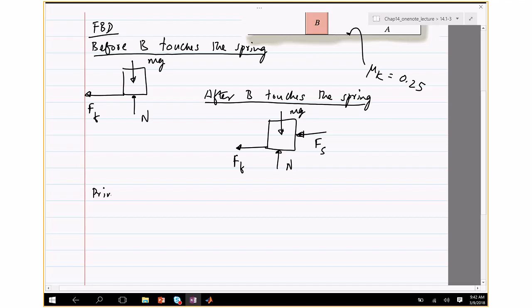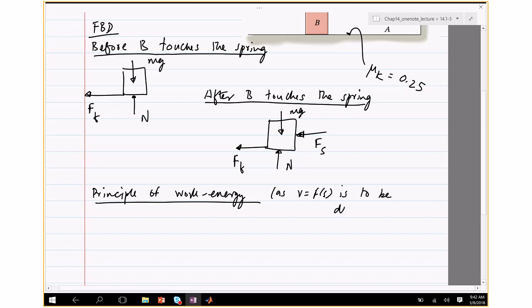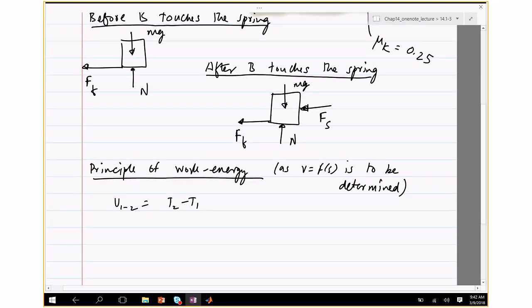So the principle of work energy. So again, as V equals F of S is to be determined. U12 is equal to T2 minus T1. Okay, so let's find the work done from 1 to 2. So 1 is initial and 2 is when the block comes to rest.